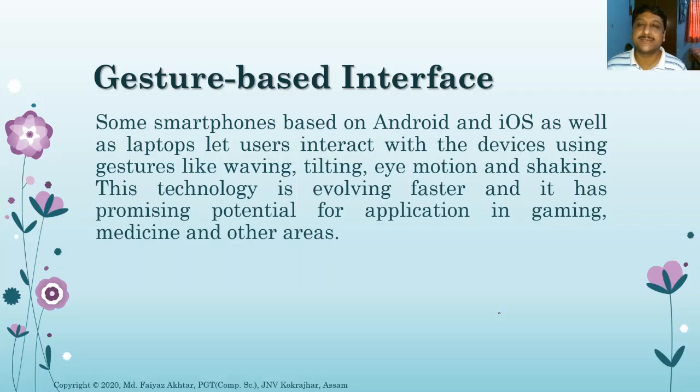Now gesture based, this one is the last. Some smartphones based on Android and iOS, as well as laptops, let users interact with the devices using gestures. Gestures means using some symbolic things, like sign language. For example, the traffic police use gestures to control the traffic. In the same way, we can control computers that have a gesture based interface, using waving, tilting, eye motion, or shaking. Through these we can use smartphones or computers with the help of gestures.